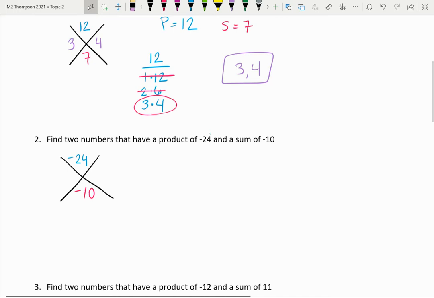Now, you might be able to look at this and know off the top of your head two numbers that multiply to negative 24 and add to negative 10. Cool. If you can do that, write them down. Otherwise, we're going to go through the process. What are all the pairs of integers that multiply to 24? 1 and 24, 2 and 12, 3 and 8, 4 and 6.